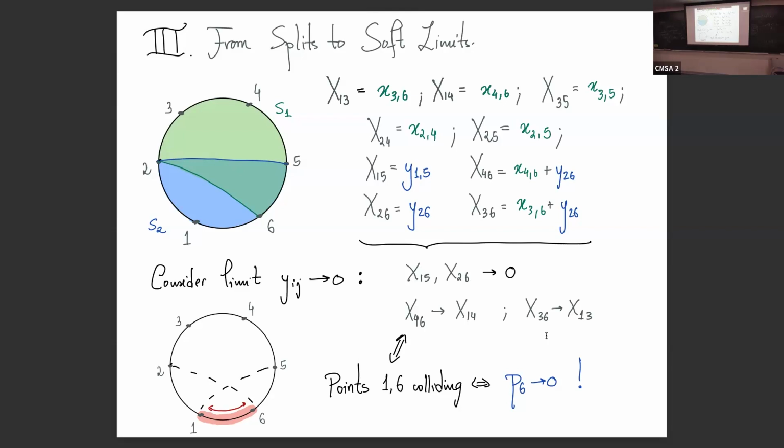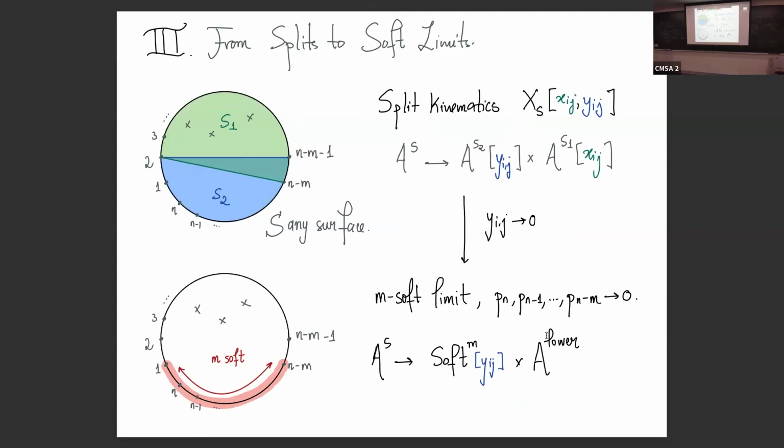In this limit, curves 1,5 and 2,6 become boundary curves. On top of that, every curve like 4,6 that ends in 6 becomes the same thing as the curve that ends in 1. And the limit where punctures 1 and 6 collide is precisely the limit where the momentum associated to particle 6 goes to 0. If you recall the momentum polygon picture that I drew in the beginning, each boundary is associated to the momentum of the adjacent particle. Okay, so this is the sense.